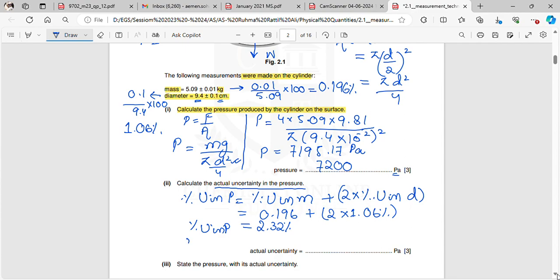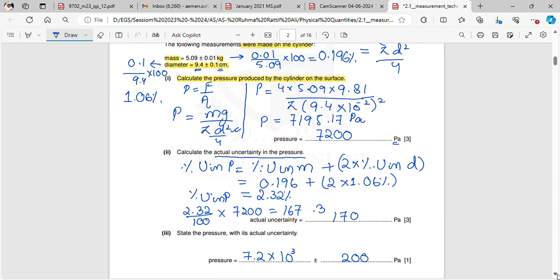And from here I'll get the absolute uncertainty by dividing this value by 100 and multiplying it with this 7200. So when I do this, divided by 100 into 7200, I'm getting 167.3, or I can round it off to 170 pascals. And then the answer, because I wrote 170, I can write it as 7.2 exponent 3 pascals. So this is how you solve the uncertainty for a question.